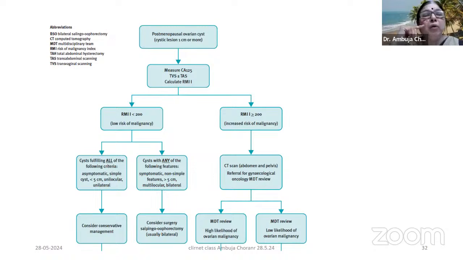So finally, what I want to tell is, for a postmenopausal cystic lesion of 1 centimeter or more, measure CA-125, do transvaginal ultrasound and transabdominal ultrasound, and calculate the RMI, that is the risk of malignancy index. If RMI is less than 200, this is a low risk of malignancy. If it is a benign, simple, unilocular cyst less than 5 centimeters, manage conservatively and observe for 4 to 6 weeks. Any cyst more than 5 centimeters, multilocular, bilateral, consider surgery, that is bilateral salpingo-oophorectomy. If the RMI score is more than 200, that is an increased risk of malignancy. Advise them to go for an MRI or CT scan. Refer to the gynae oncologist.